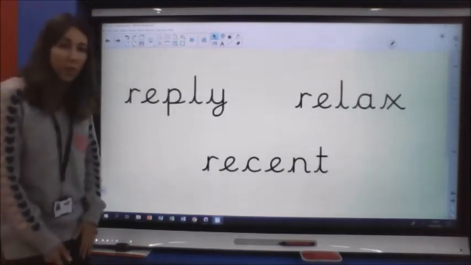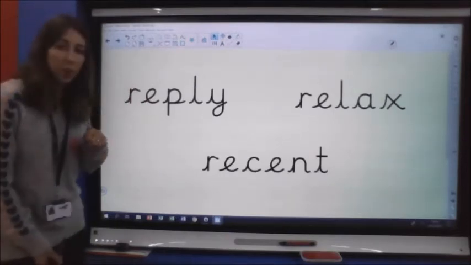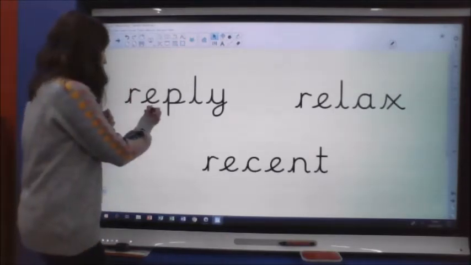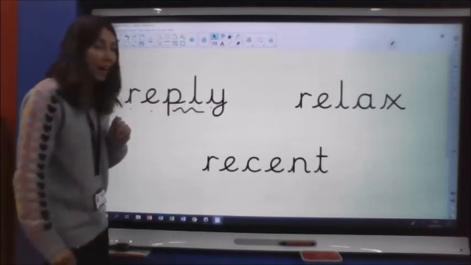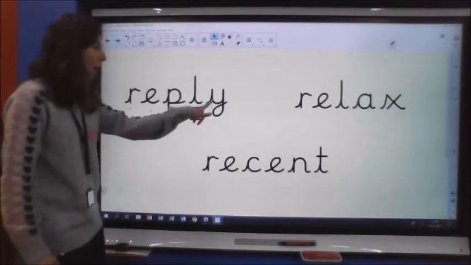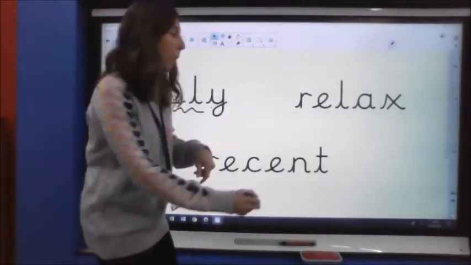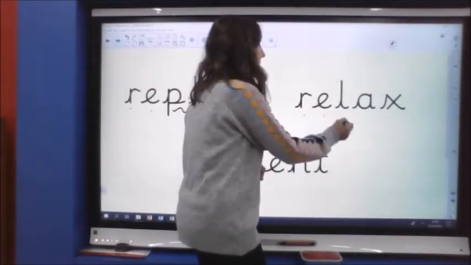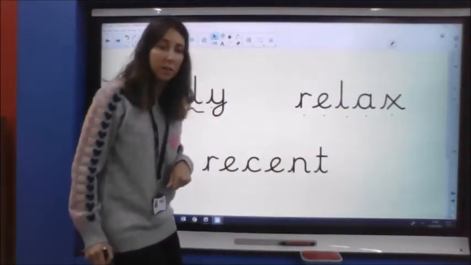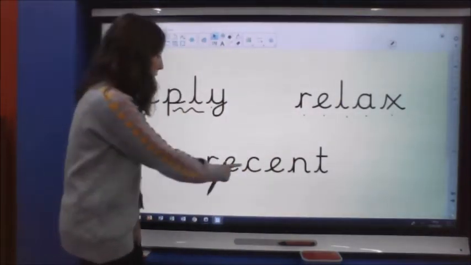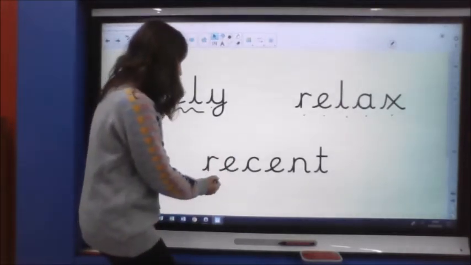Let's look at some others. Okay, lots of them start with re. R and E is re. So re, re, pl, I, reply. Y, making an I sound. Reply. Let's look at the next one. Re, relax. Relax. And then, oh, soft C. Good job. We practice these alternate pronunciations, don't we?